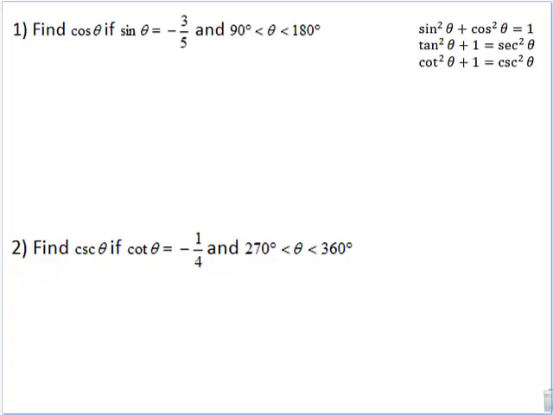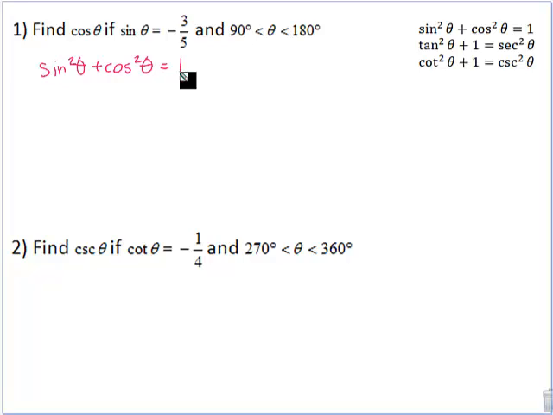When it comes time for your test, unless it tells you specifically the way to do it, you can choose whichever way you want to. All right, so we want to find cosine of theta. We know sine. Is there one of these Pythagorean identities that just has sine and cosine in it? The first one. So we're going to use the first formula: sine squared of theta plus cosine squared of theta equals 1. We're going to plug in what we know and solve for the other.